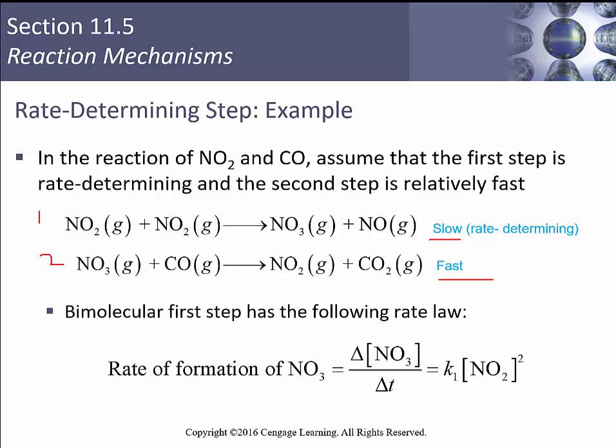Its bimolecular first step is going to have the following rate law. So the rate of formation of the NO3 is going to be equal to the change in the NO3 concentration with respect to time. So it's going to be k1 times the concentration of NO2 squared, right? Two things in here. It's going to be bimolecular, right? It's going to be second order, because we've got two molecules and it's bimolecular.